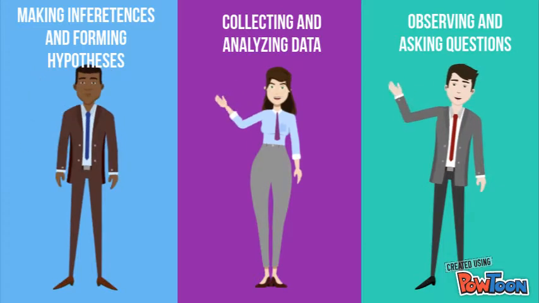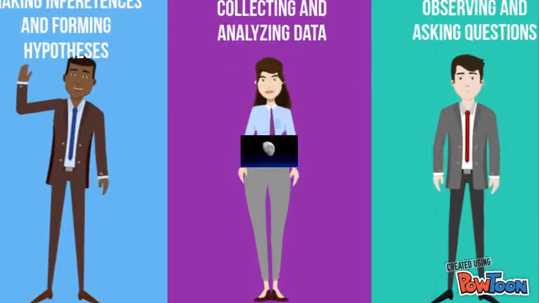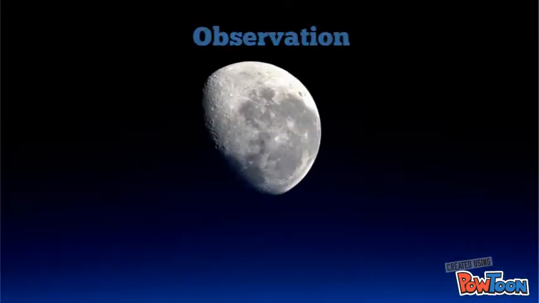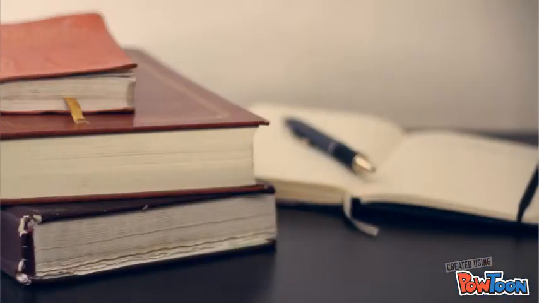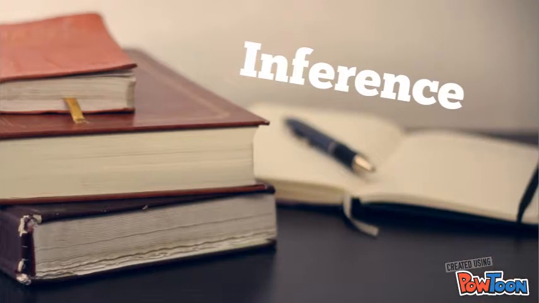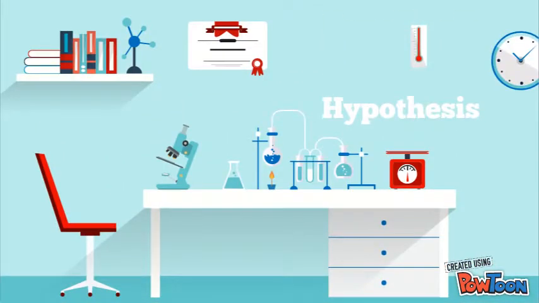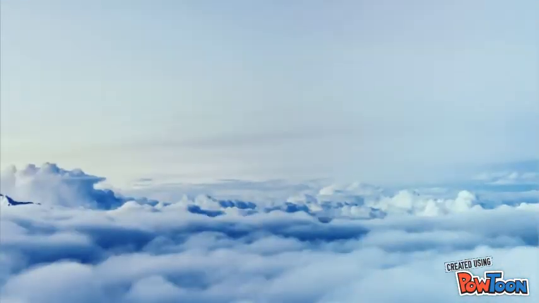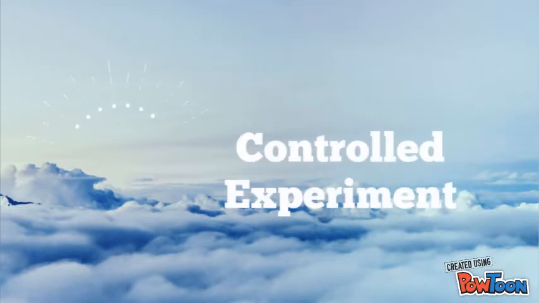Scientific investigation involves observation, the act of noticing and describing events. Inference is a logical interpretation based on what the scientists already know. A hypothesis is a scientific explanation for a set of observations. In a controlled experiment, all the variables of the experiment should be kept unchanged.